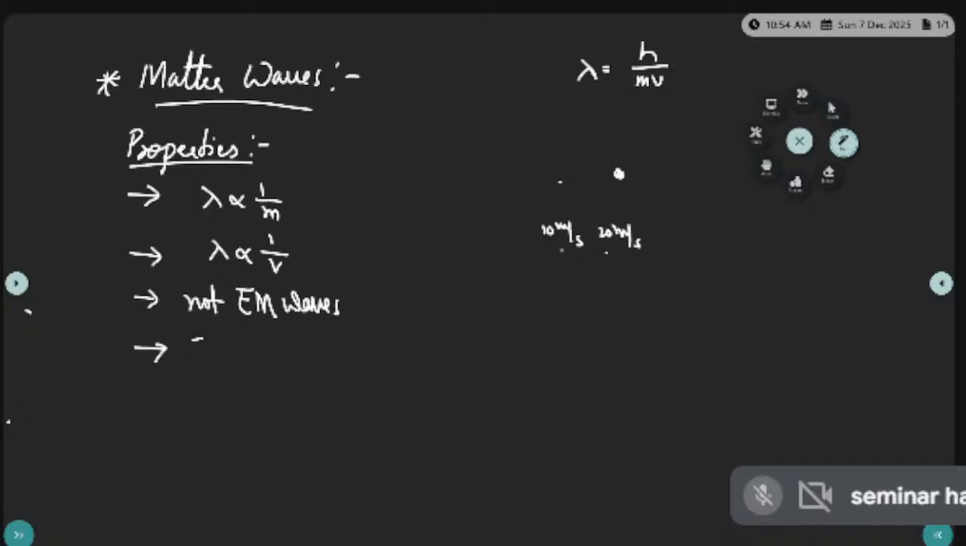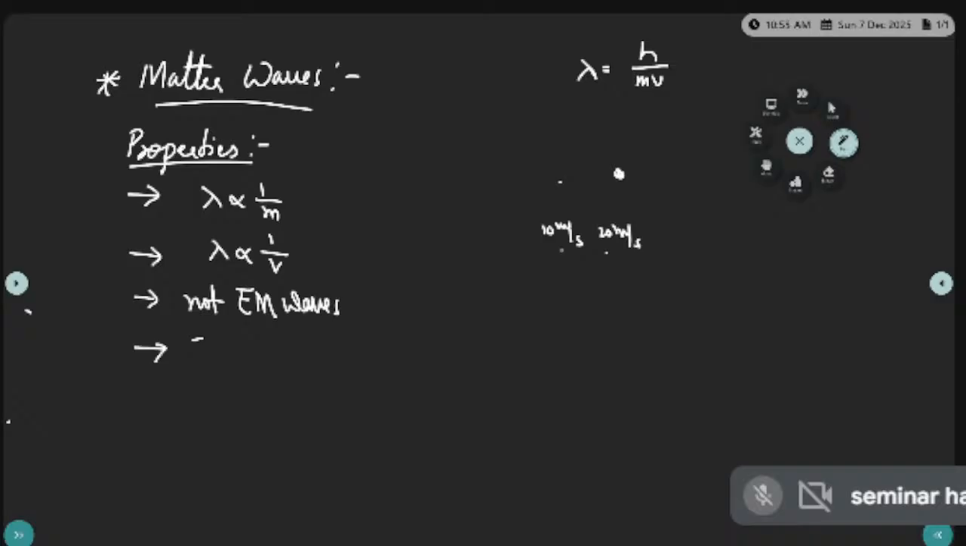Tell me about matter. Then you follow? Why? Matter is related to the particles when they are in motion. And when there is no motion, if it is at rest, there is no existence of matter waves. Next.